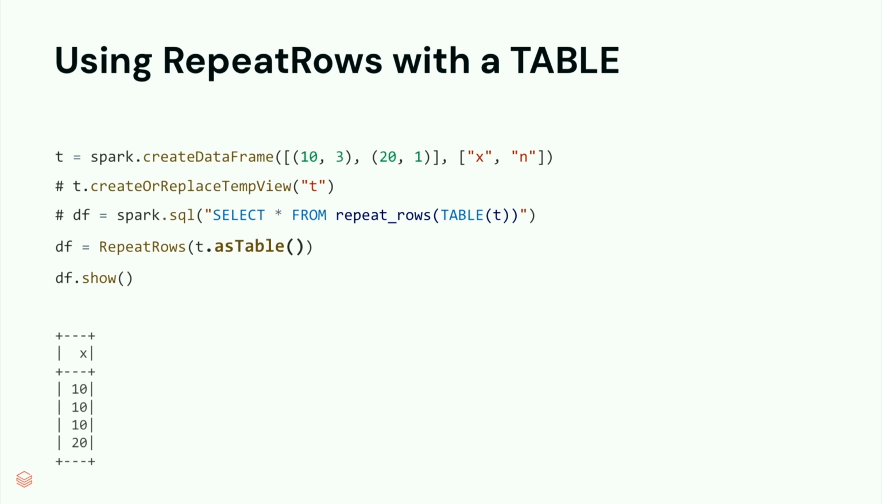Here's how we apply the repeat rows UDTF. The input data frame has columns x and n, and we call df.asTable to pass it into the UDTF. For the input 10 and 3, we get 3 rows of 10. And for 20 and 1, we get 1 row of 20. This makes it easy to implement column fan-out logic across structured rows, something not easily done with standard DataFrame transforms alone.